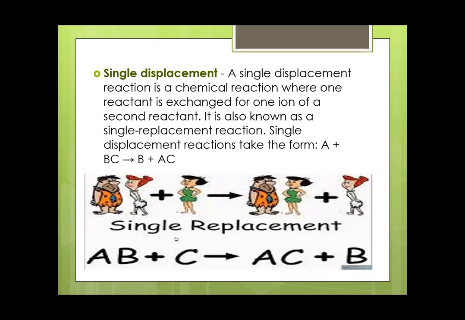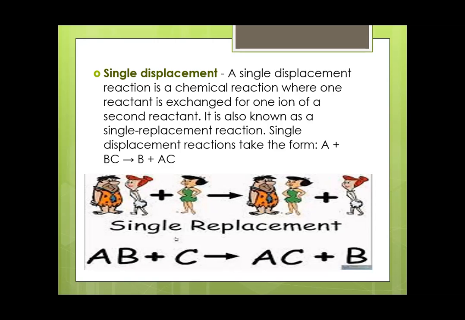And for the single displacement, a single displacement is a chemical reaction where one reactant is exchanged for one ion of a second reactant. It is also known as single replacement reaction. Single displacement reaction takes the form A plus BC, and if single displacement acts, it will be B plus AC.